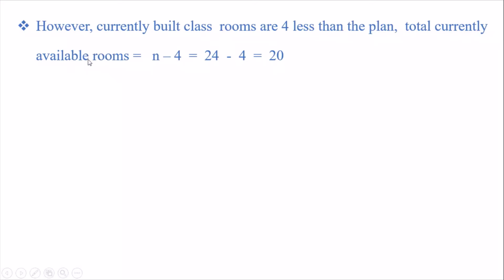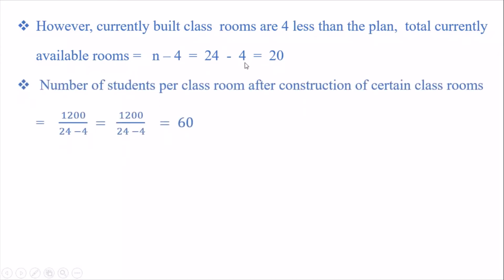Total currently available classrooms is equal to n minus 4. Therefore, 24 minus 4 is equal to 20. So this is the right answer for the number of classrooms currently available.